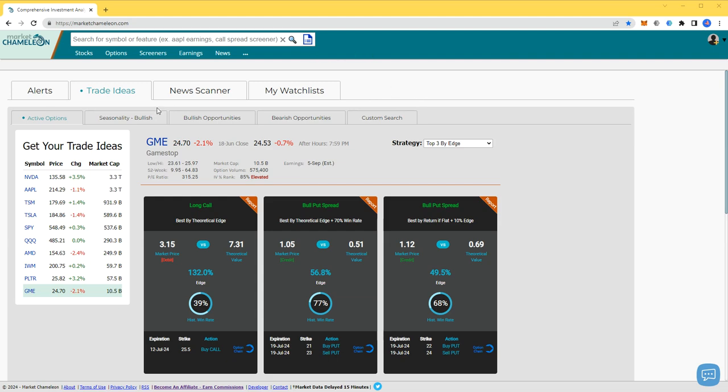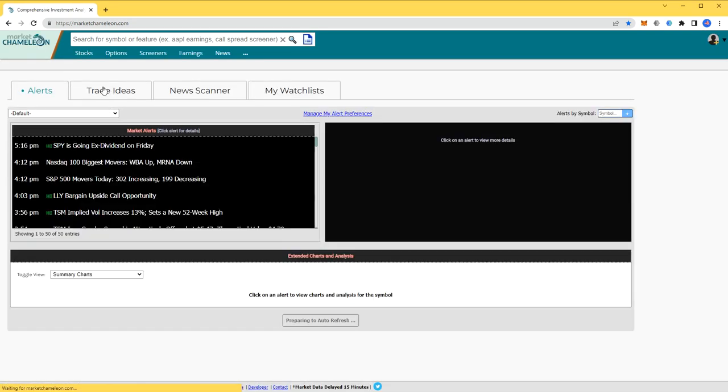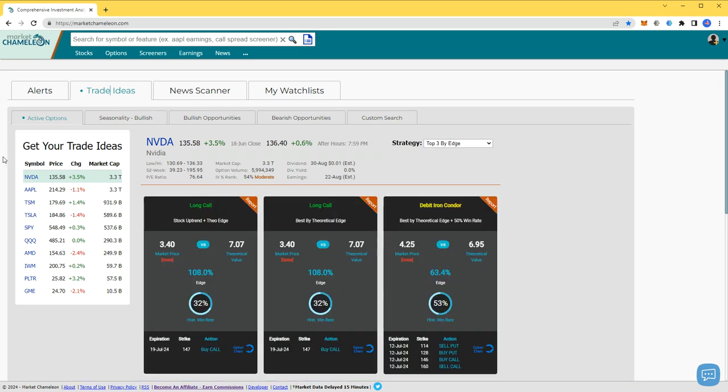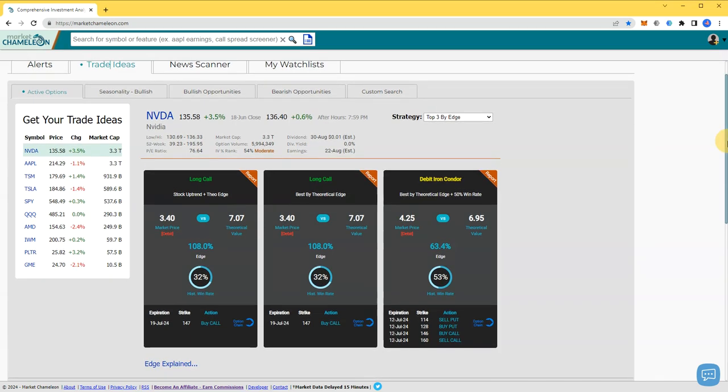So once you sign up, you will go to the home page, and this is where I like to spend most of my days. I'm gonna click on trade ideas and see what I can do right now to find some trading opportunities. For me it's about selling put options for income, but there are a lot of options. As you can see, there are long calls, iron condors, all sorts of stuff.